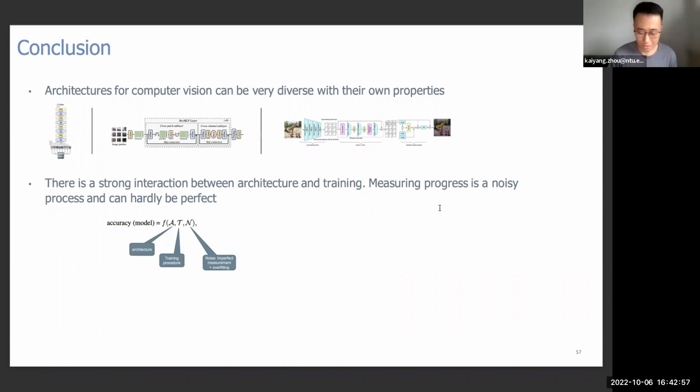Right. Thanks, Hugo, for the wonderful talk. And indeed, the topics covered in this talk are very essential, especially for practitioners who are working on transformers and large scale training.